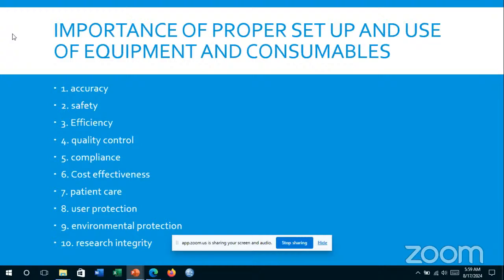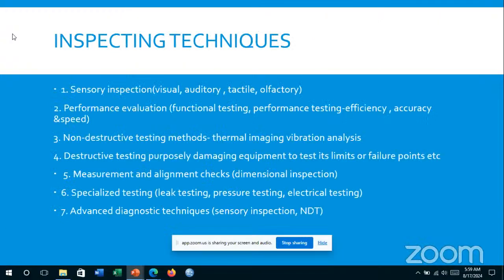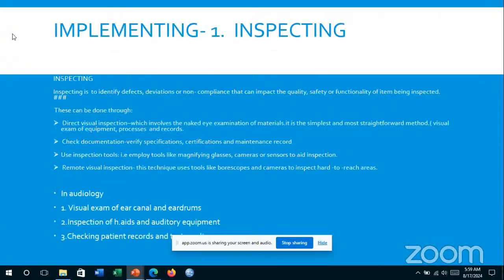So this is the second slide, and it's talking about implementing, the second subtitle, and it's targeting implementing, inspecting, measuring, and testing techniques.